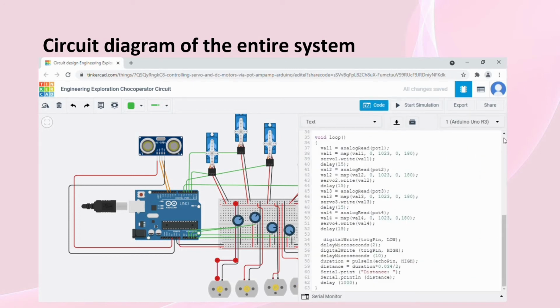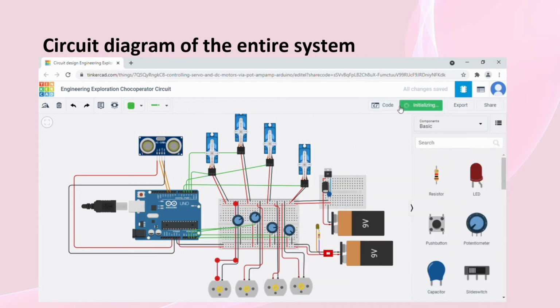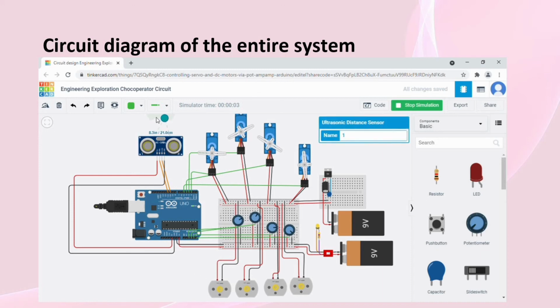Now let's see the simulation of the circuit. When we on switch, the LED blinks and the DC motor rotate. Ultrasonic sensor is used to sense the chocolate. Servo motor rotate with the help of the potentiometer. So, robot will start working as per the input given to it.